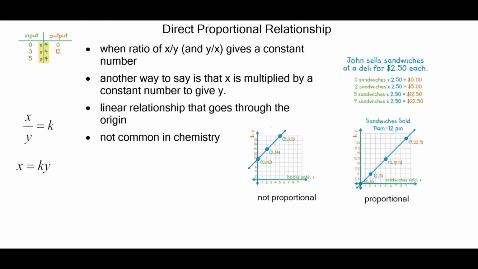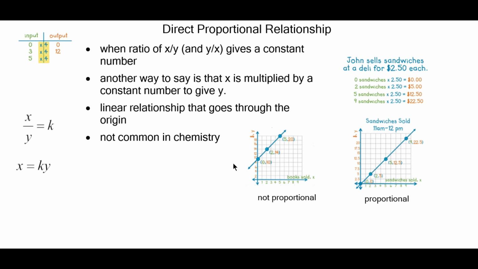I often hear students say proportional, so I wanted to talk a little bit about what that means. When we're talking about a direct proportional or a positive proportional relationship, the ratio of the two variables gives a constant number. Or you can say that if I take x and multiply it by a constant, it's going to give me y. You may be familiar with this if you look at a linear relationship. You may recognize this if you have an equation for your line, and this linear relationship is going to go through the origin. This really isn't that common in chemistry, right?